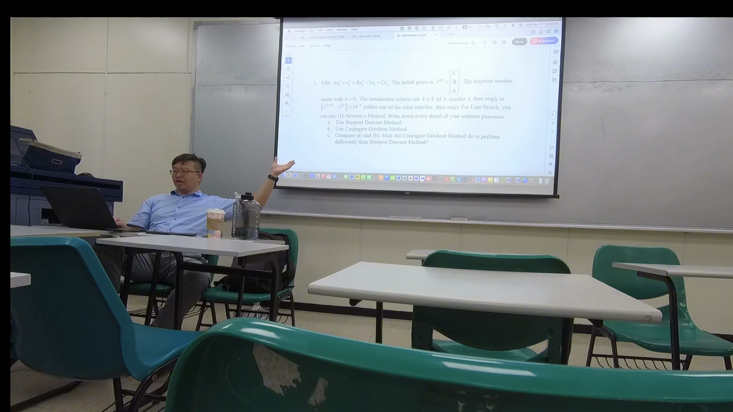And I will tell you, start the iteration with k equals 0. The criteria is whether the iteration reaches 4, or if the accuracy is 10 to the power of -4. Either one satisfied, then stop. And for the line search, I specified you need to do 1D Newton's method. Write down the solution process, solve by Stephenson conjugate gradient. And for this year, I need you to solve with Newton's method as well, because we have a big exam.